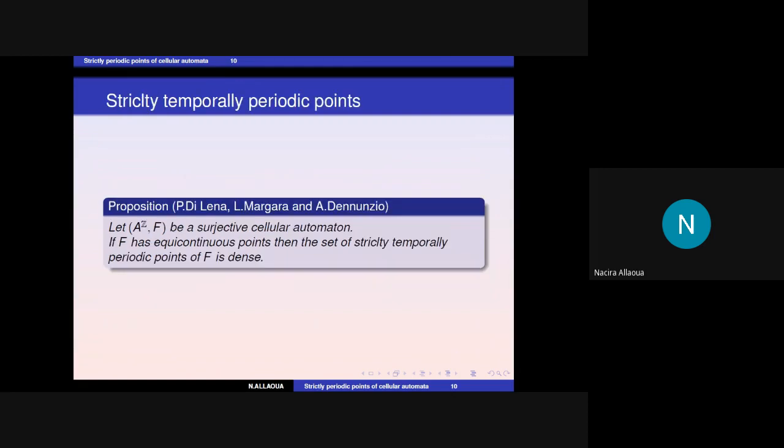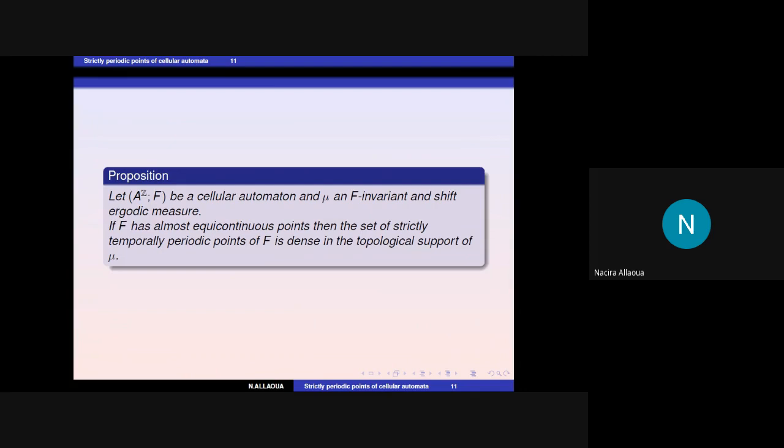In this work, we extend the result of Pierre Delina and others about the strictly temporally periodic points. They showed, using topological tools, that considering any surjective cellular automaton F, if F has an equicontinuous point, then the set of strictly temporally periodic points of F is dense. So we consider a cellular automaton F and μ an F-invariant and shift-ergodic measure. We show that if F has an almost equicontinuous point, then the set of strictly temporally periodic points of F is dense in the topological support of μ.